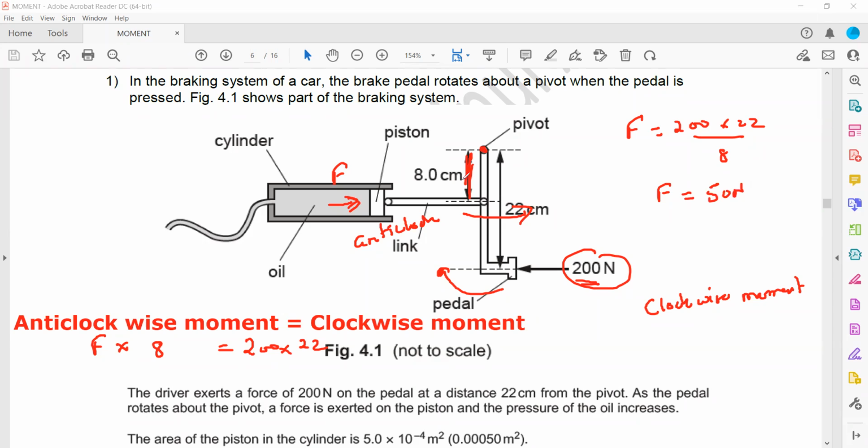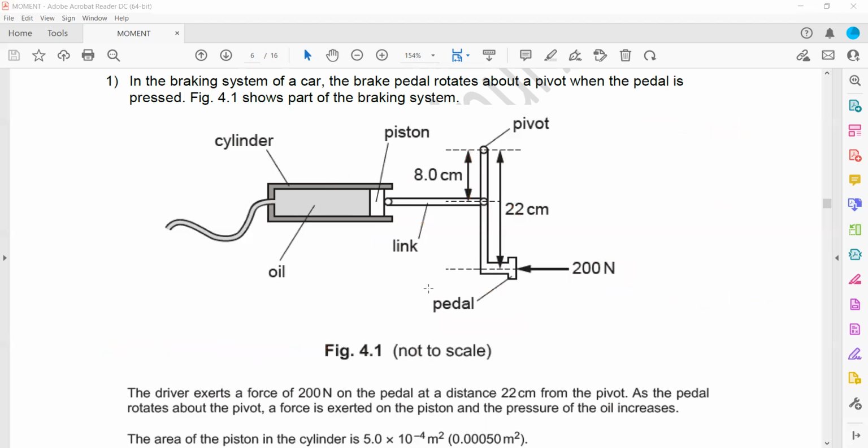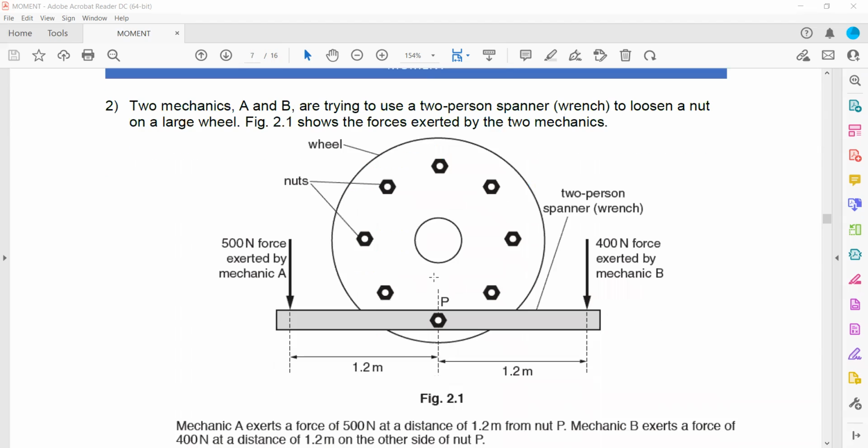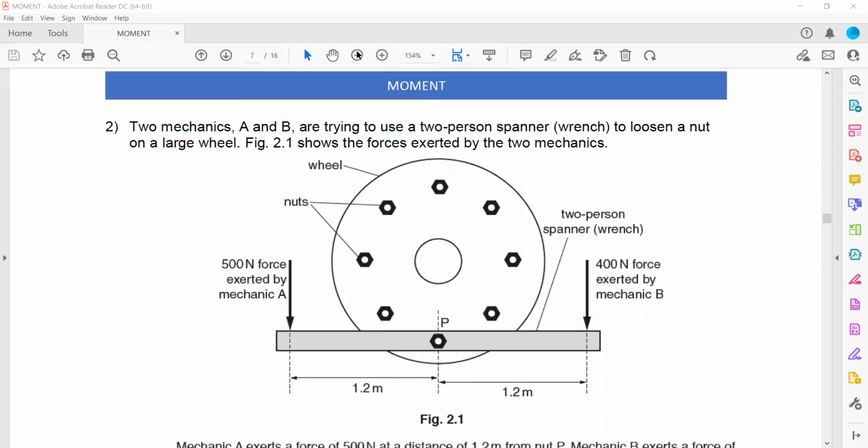Is it clear, the first question related to turning effect? No, it is 550. 550, okay. Is it clear, the first question? So remember the technique for solving such question in which there is a pivot or turning effect of the force. We always assume that the clockwise and anti-clockwise moments are equal.